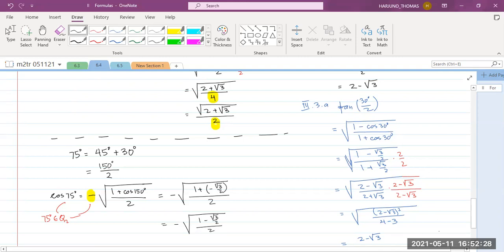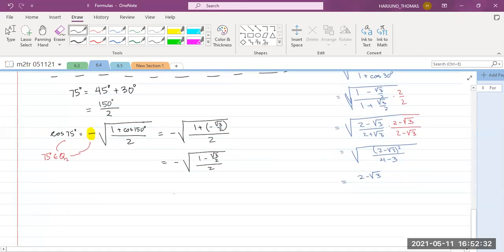Multiply the top and the bottom by radical 2. I'm sorry, by 2. Then I will get negative square root of 2 minus radical 3 over 4.